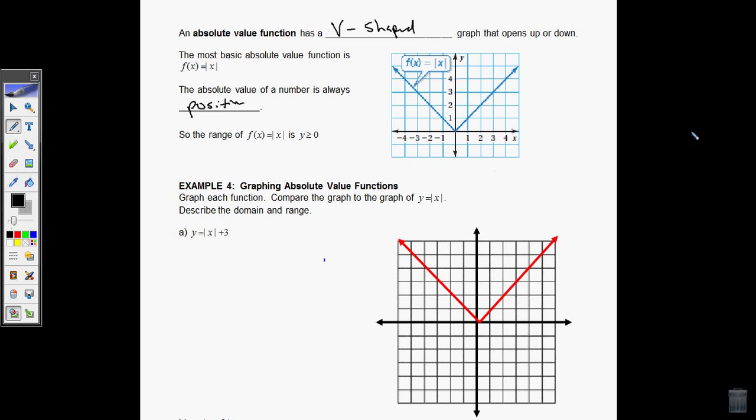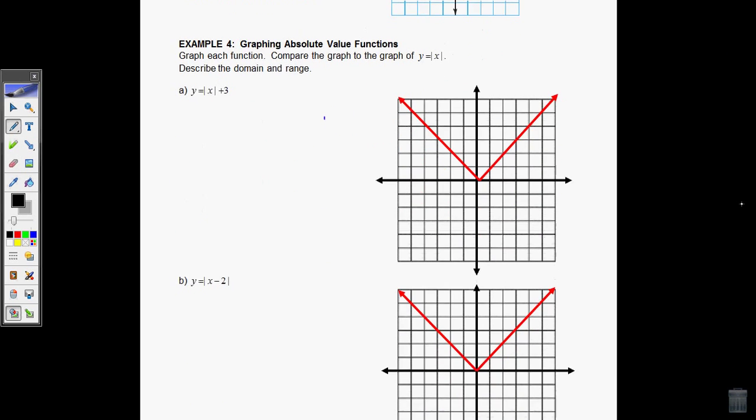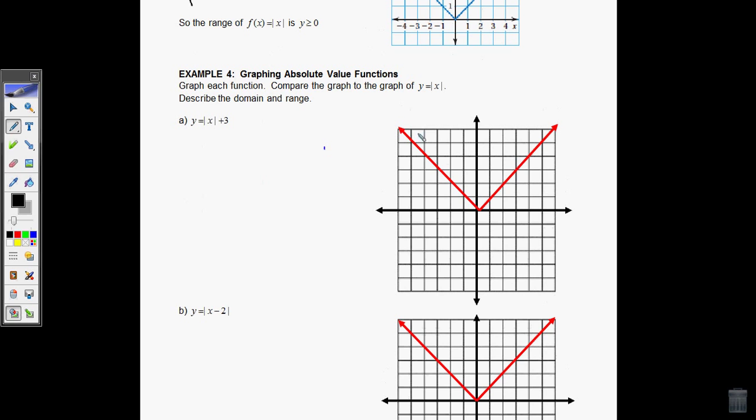So let's take a look at this first one. We're also going to be using the ideas that we talked about last time with translations, which are really going to help us in graphing these functions. So I'm going to graph in blue the new functions. The old function, y equals the absolute value of x, is already written right here in red.